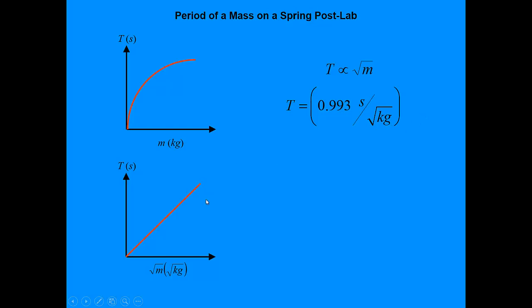The x variable in this case is square-rooted meters, and the y-intercept is 0, because if you have no mass, you can't have a period because it won't stretch the spring, and therefore the spring won't be able to oscillate.